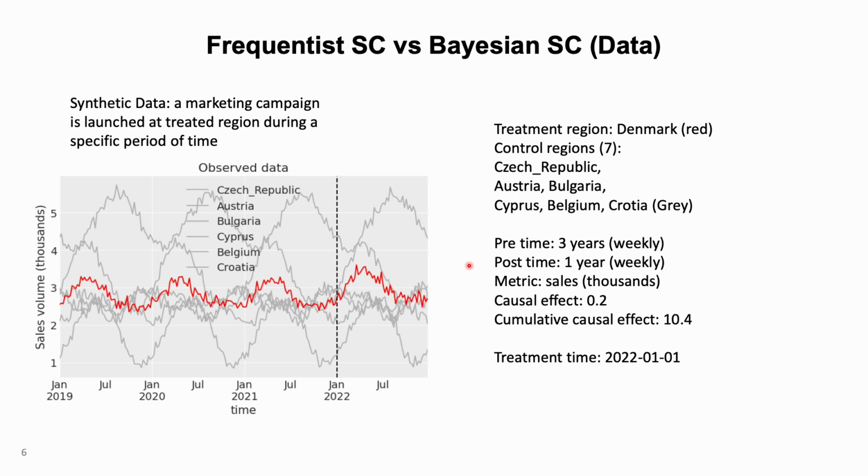And the pre-intervention or pre-treatment time has 3 years in weekly frequency, and the post-treatment time has 1 year also in weekly frequency. And the metric here is selected as the sales volume of the marketing campaign in thousands of units, and the simulated causal effect or ground truth effect is 0.2, and the cumulative causal effect in this synthesized data during the 1-year post-intervention time is 10.4.